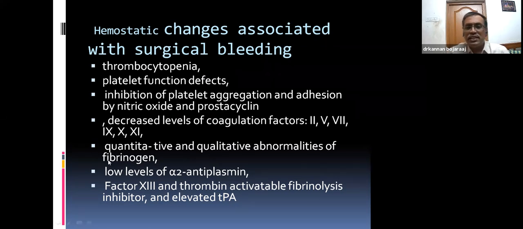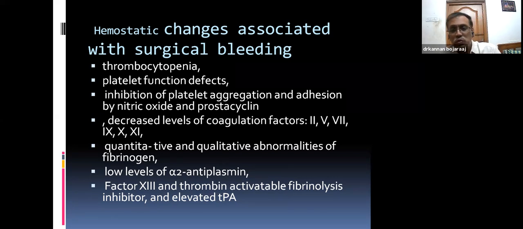And this fibrinogen that is produced by the liver may be reduced. It is factor 1. There may be quantitative or qualitative abnormalities of the fibrinogen, and low levels of alpha-2 antiplasmin, which is an anticoagulant present in the blood. And factor 13 and thrombin activatable fibrinolysis inhibitor, and elevated TPA. These are all the causes for this increased surgical bleeding in case of liver problems.